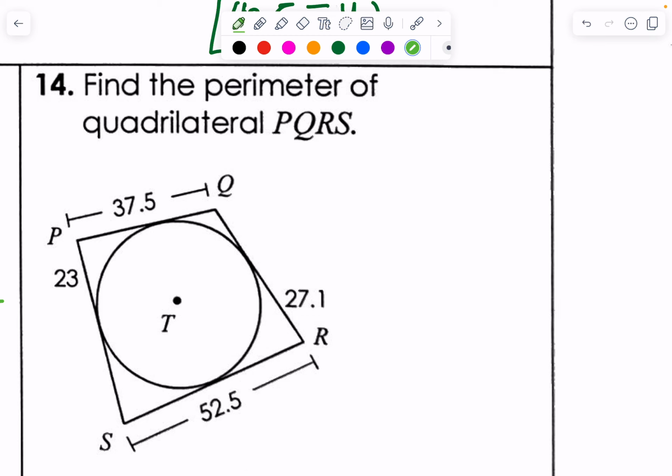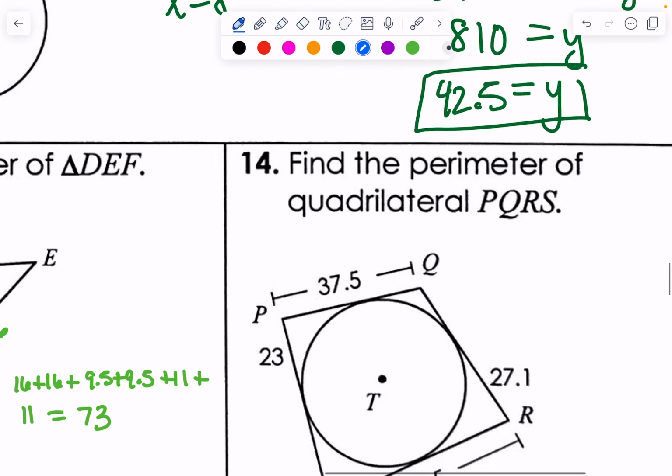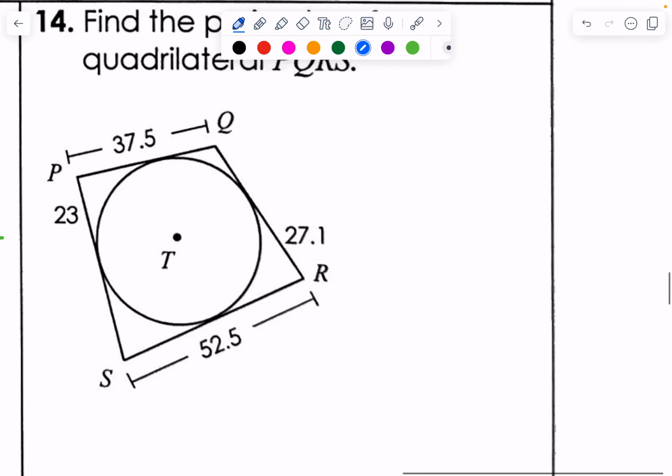Now we're going to do a quadrilateral that takes just a little bit more work. So first we're going to start with, if this is 23, then so is this. But I told you the whole thing was 37.5. So that means that this piece, after I subtract, has to be 14.5, which means this piece is 14.5.